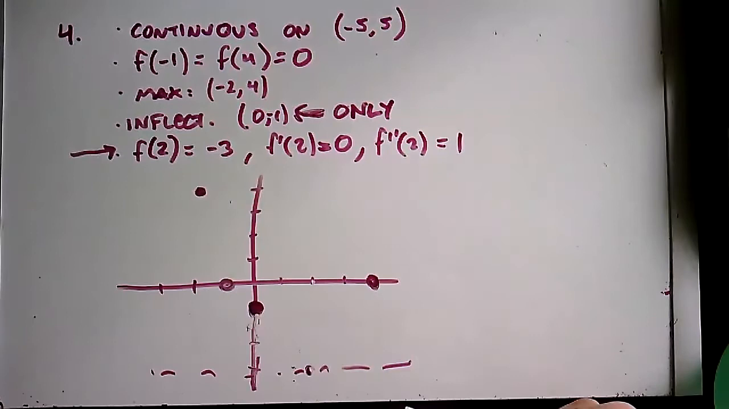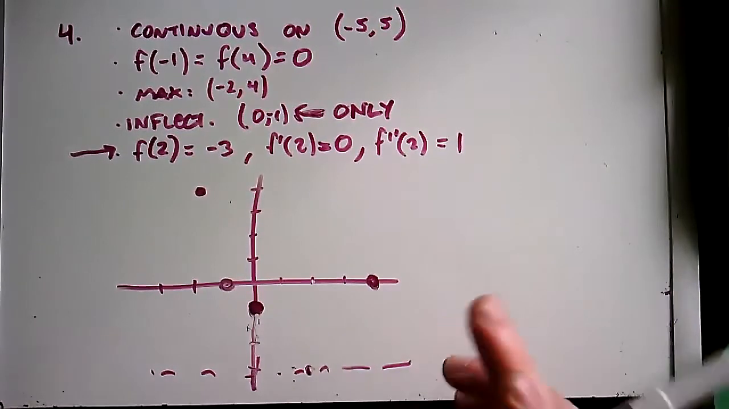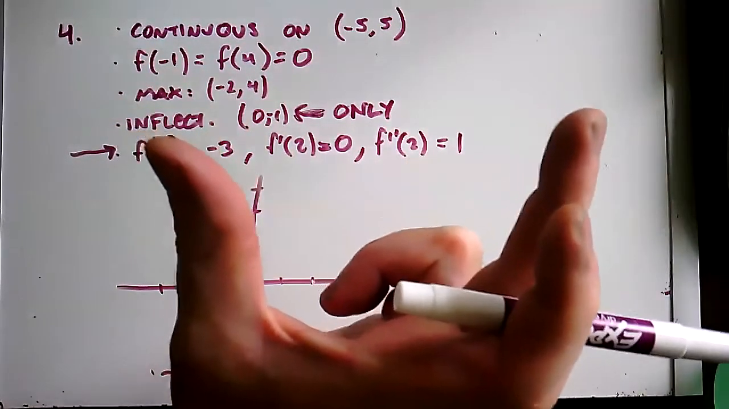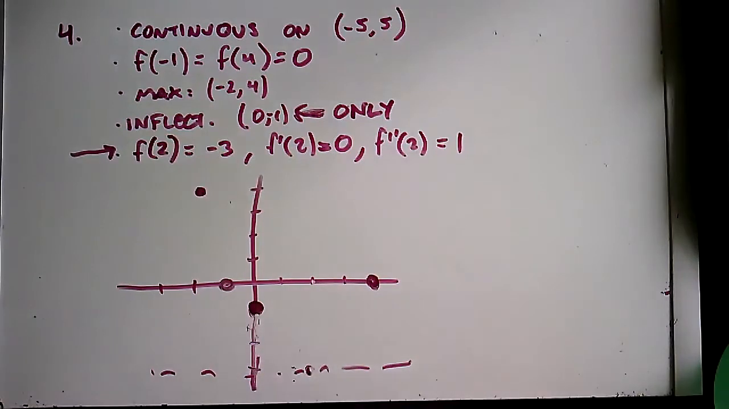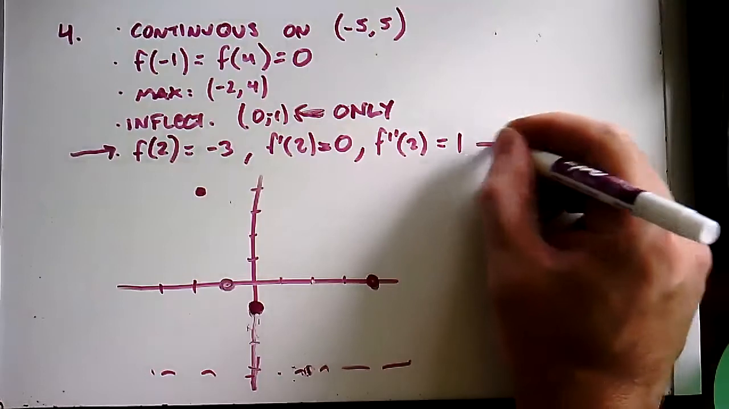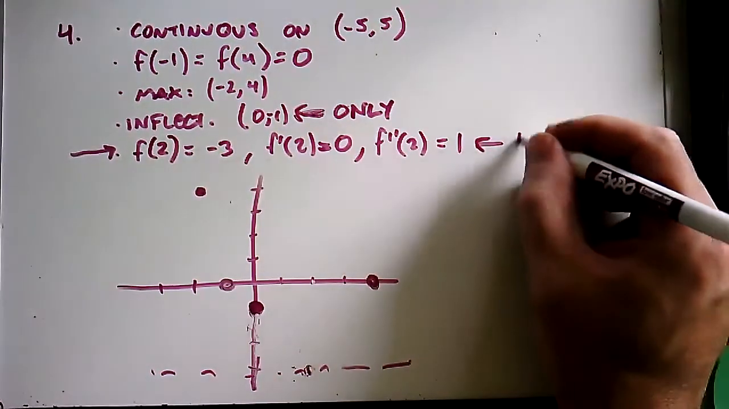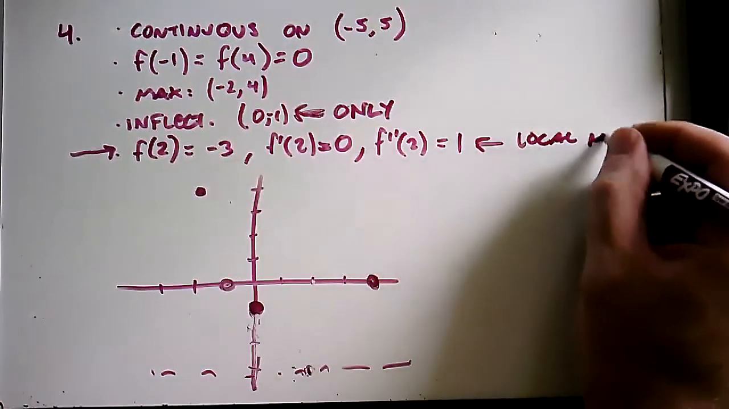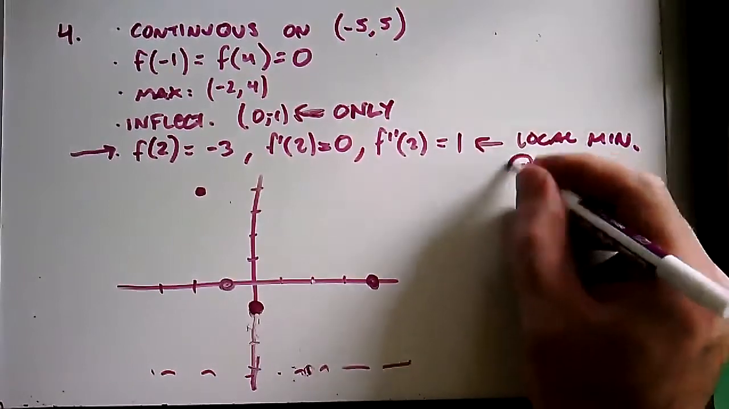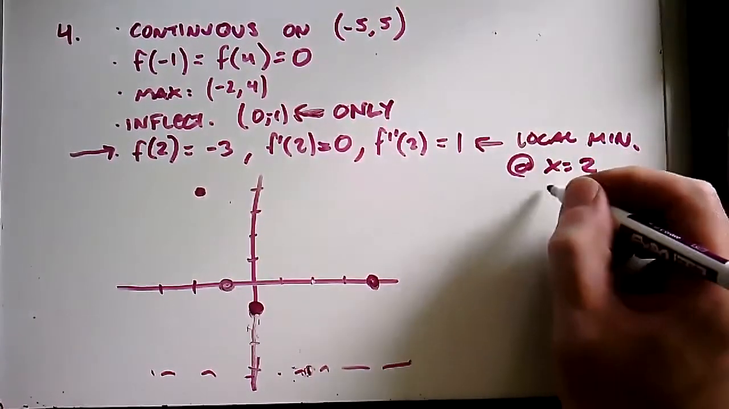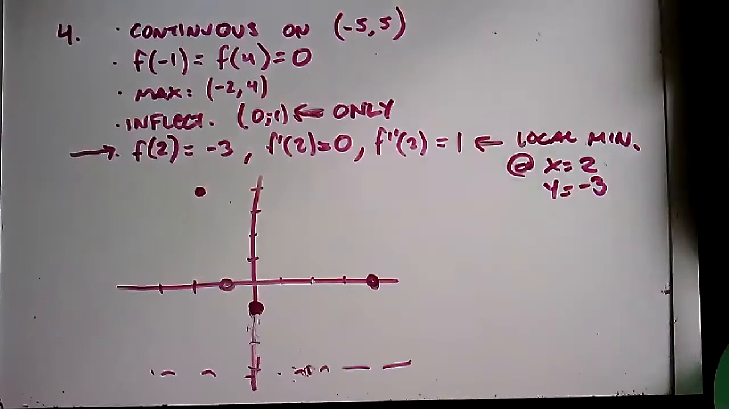Well, what does the second derivative tell us? It tells us concavity. So we have a concave up function with a horizontal tangent. That means that this must be a local minimum. You could read this entire line as just saying there's a local min at x equals 2 and y equals -3, right? That would be how to interpret that last line there.